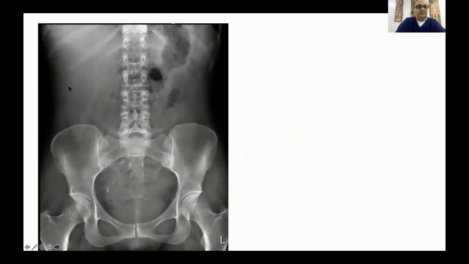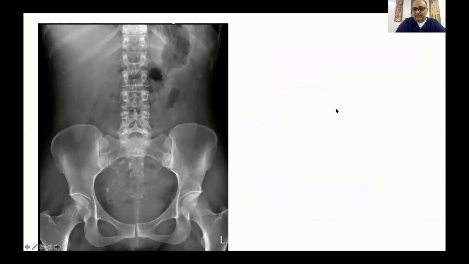Okay, let's proceed. So now I have brought some X-rays for you, and I want your opinion. What do you see in this X-ray? These X-rays are called KUB. Why do we call these abdomen X-rays KUB? All of them are anterior posterior views, AP views. So you're looking at the kidney, the ureter, and the bladder. So what do you see in this X-ray?